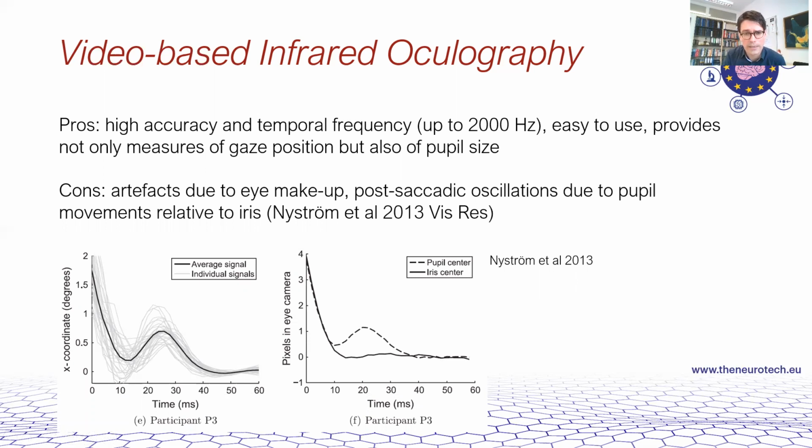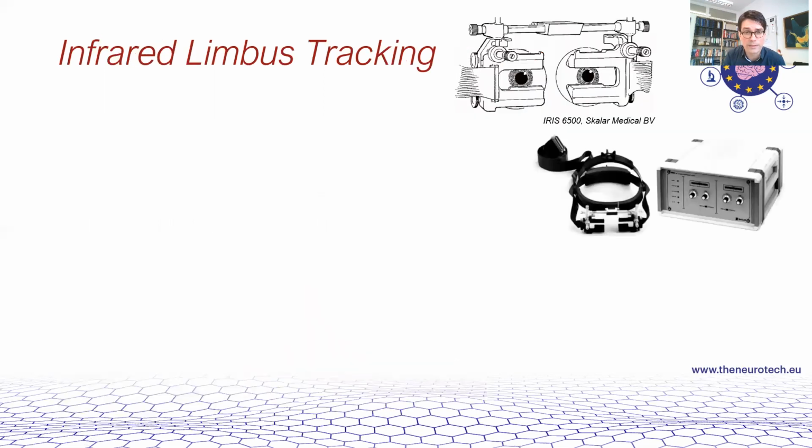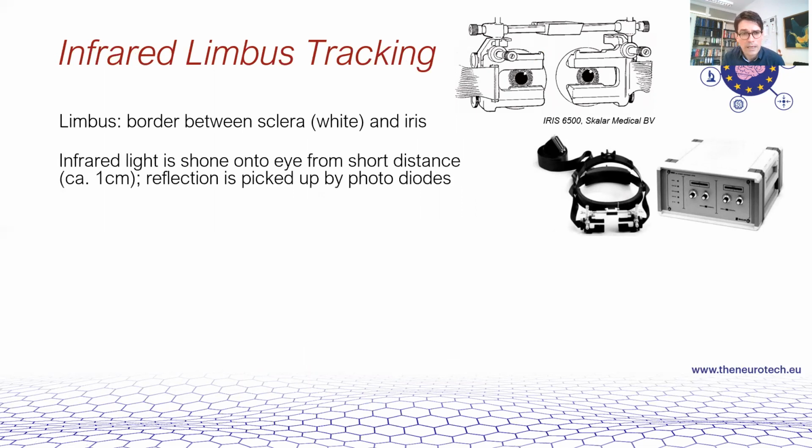This is an artifact that you don't get with other methods, for example, with the infrared Limbus tracker. Infrared Limbus trackers are based on the anatomical feature of the eye, that is the Limbus. The Limbus is the border between the sclera and the iris. The sclera is the white of the eye, and the iris is the colored bit of the eye. And here, infrared light is shone onto the eye from a relatively short distance, typically from a head display, a device that is worn on the head. So the infrared light is shone directly onto the eye and picked up again by photodiodes.